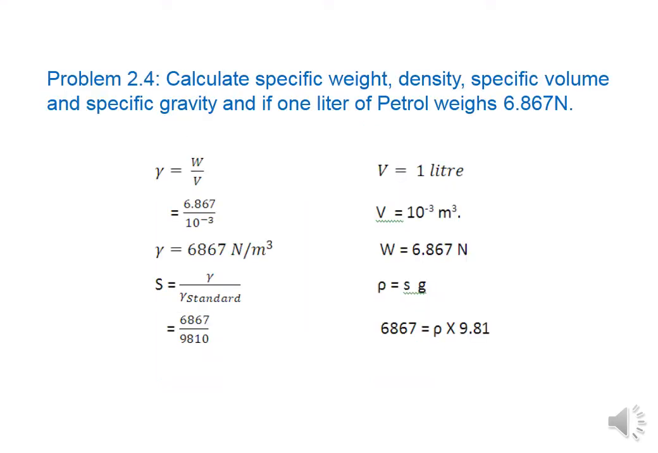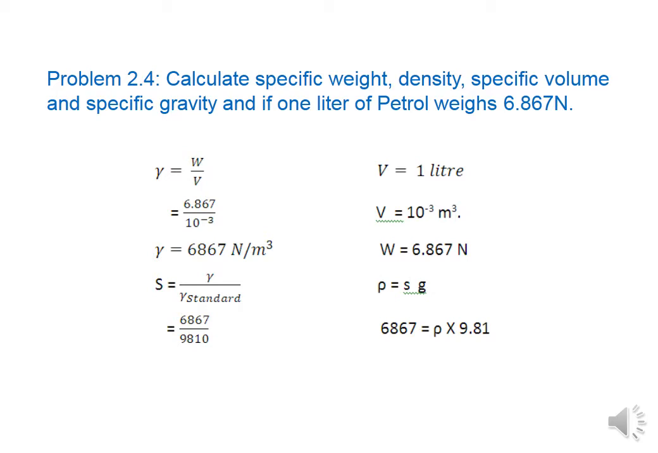Next, calculate the specific weight, density, specific volume. 1 liter of petrol weighs 6.867 Newton. So what is given? Weight is given, volume is 1 liter. 1 liter means what? 10 raised to minus 3 meter cube. Weight is given. So density how you have to calculate? S into that is rho into g.